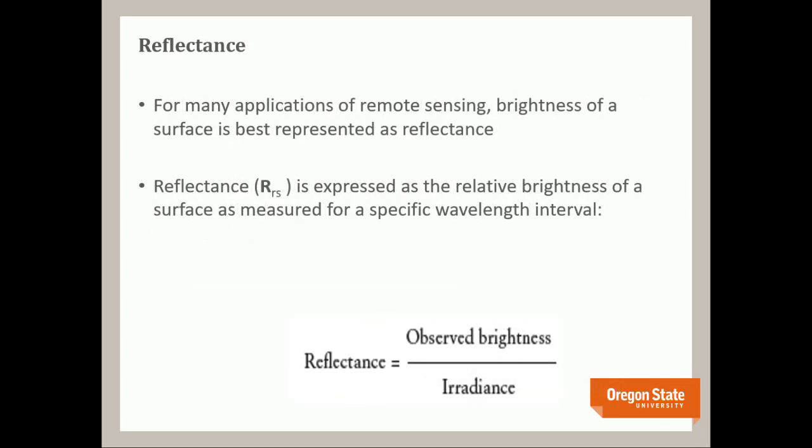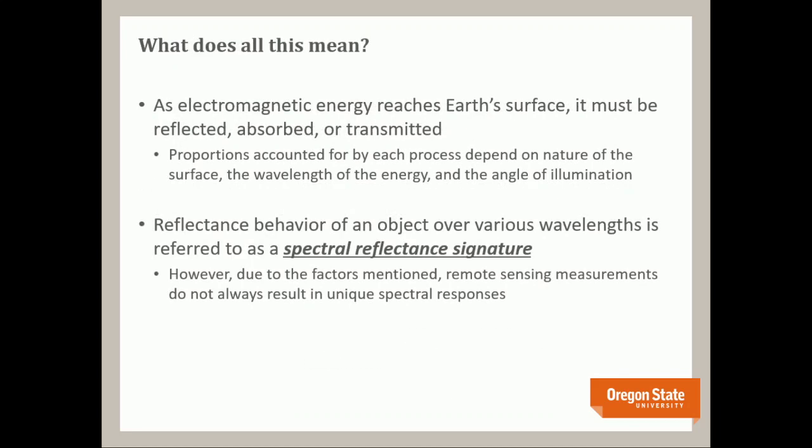Reflectance. For many applications of remote sensing, the brightness of a surface is best represented as reflectance. Reflectance, with capital R, is expressed as the relative brightness of a surface as measured for a specific wavelength interval. Reflectance is equal to observed brightness over irradiance. What does all this mean?